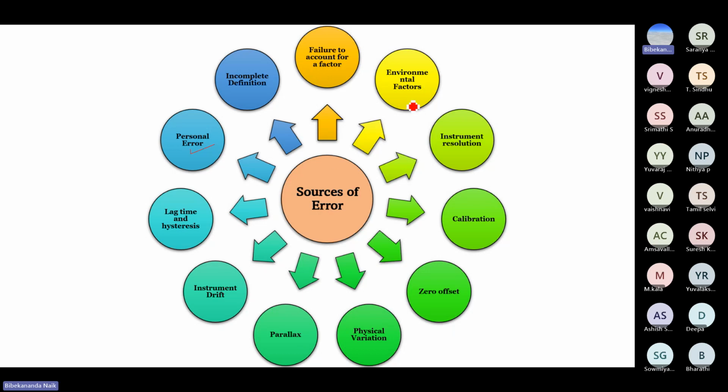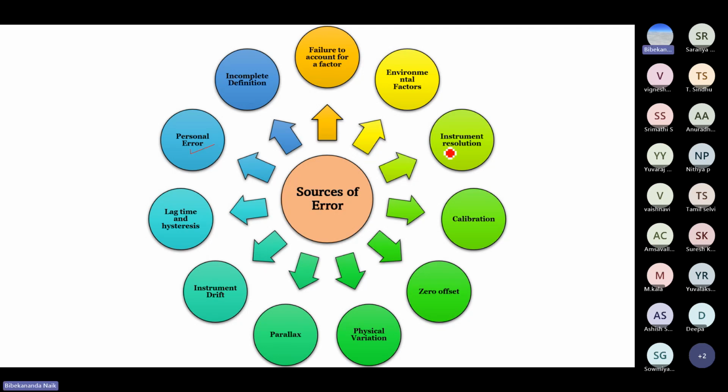Then environmental factors. Take an example: if you perform a vacuum operation, generally the vacuum operation you can make is better during winter than during summer, because the humidity is less in the atmosphere. So environmental factors like humidity and temperature, when they come into your measurement or experiment, result in the generation of a source of error.